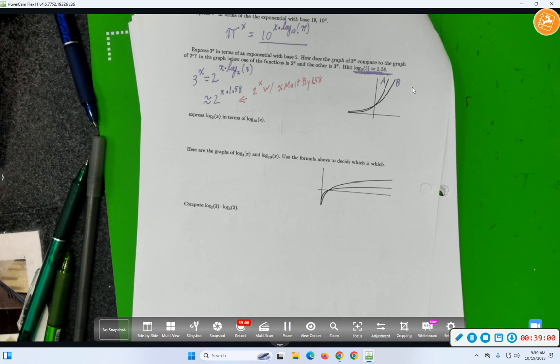So it seems like, oh yeah, all the x's should be multiplied by 1.58, but really you divide all the x's on the graph by 1.58. So does that stretch or compress? Compress. So apparently 3 to the x should be horizontally compressed from 2 to the x. All right, so use that information. Between A and B, which one is 2 to the x, which one is 3 to the x?